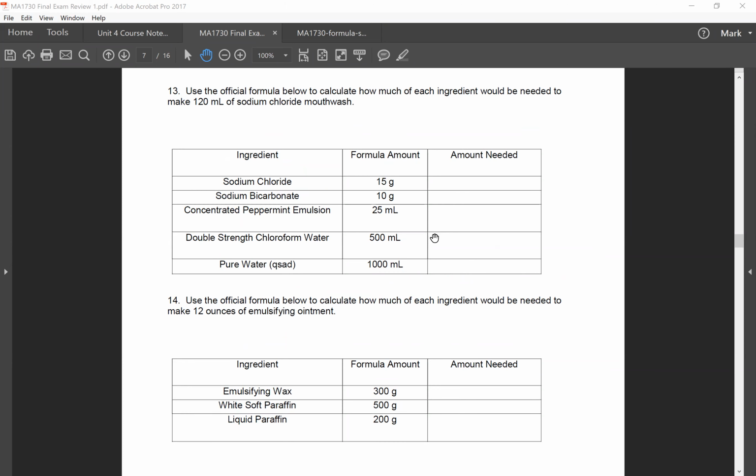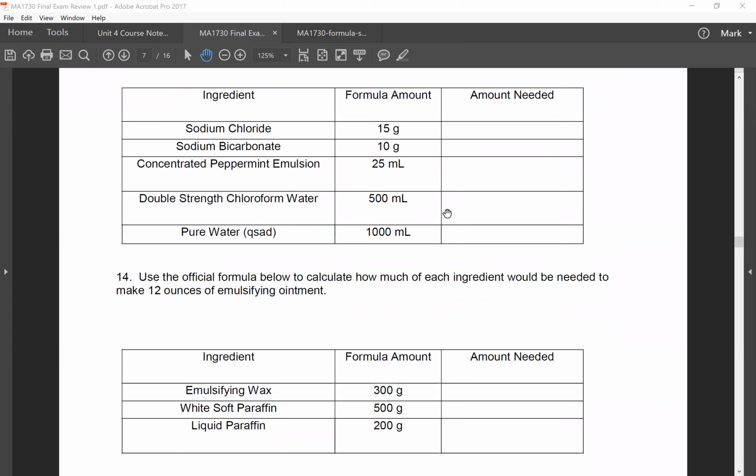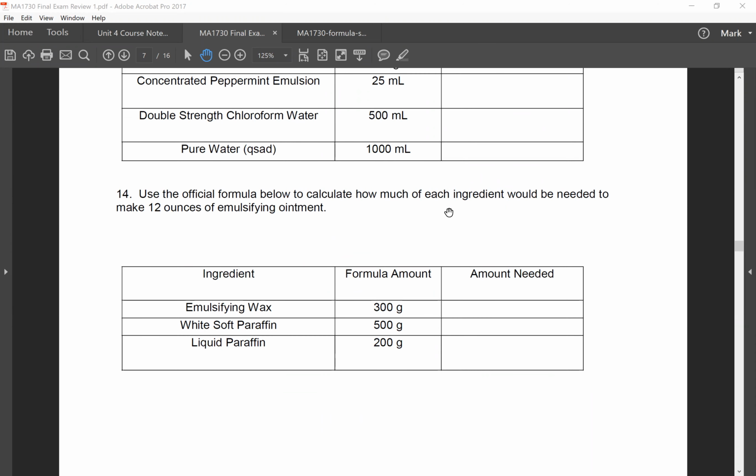Sorry. So number 13, definitely a test type of question. Actually, your 13 would be more like number 14. So the one on your test is more like 14. So let's look at 14.